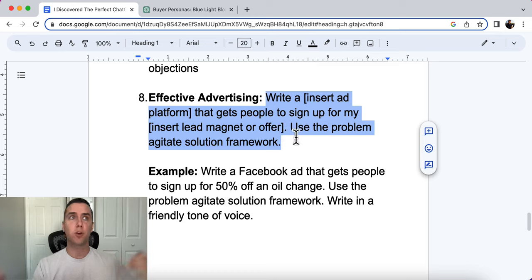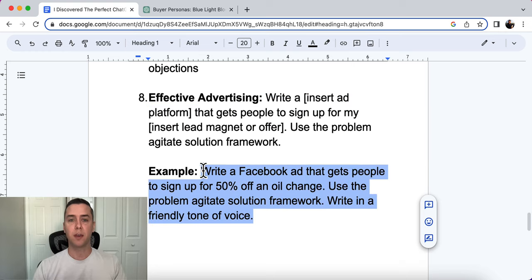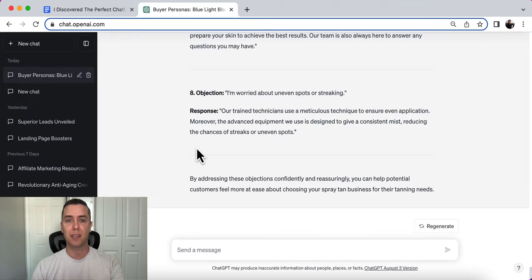So this is if you're creating ads, you're driving people to a landing page, you're driving people to a sales page, you want to use the problem agitate solution framework. This is a popular copywriting framework that's proven to get sales. Problem agitate solution. Okay. So the example is we are writing a Facebook ad that gets people to sign up for a 50% off an oil change. Use a problem agitate solution, write it in a friendly tone.